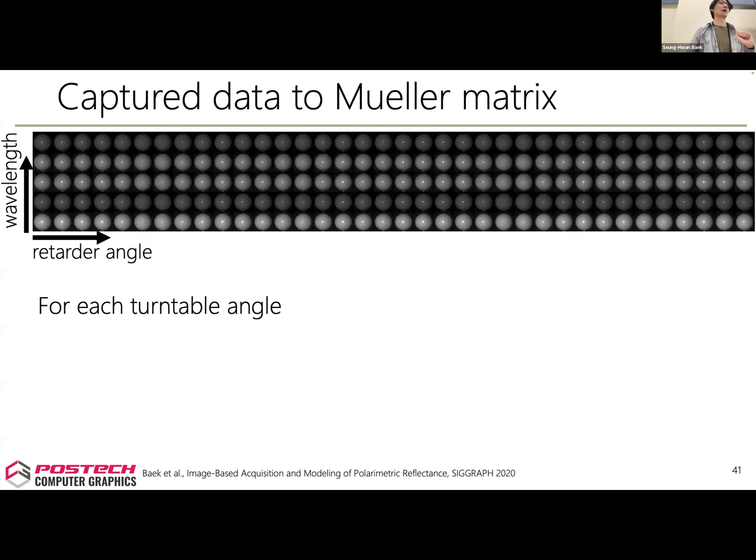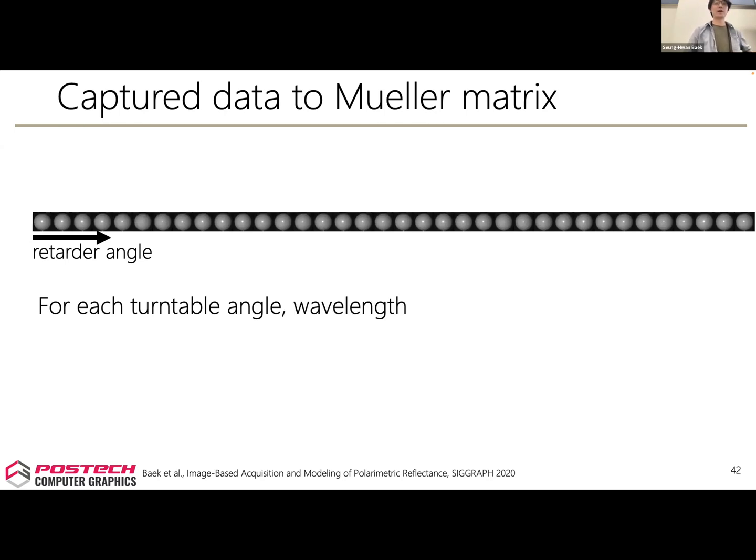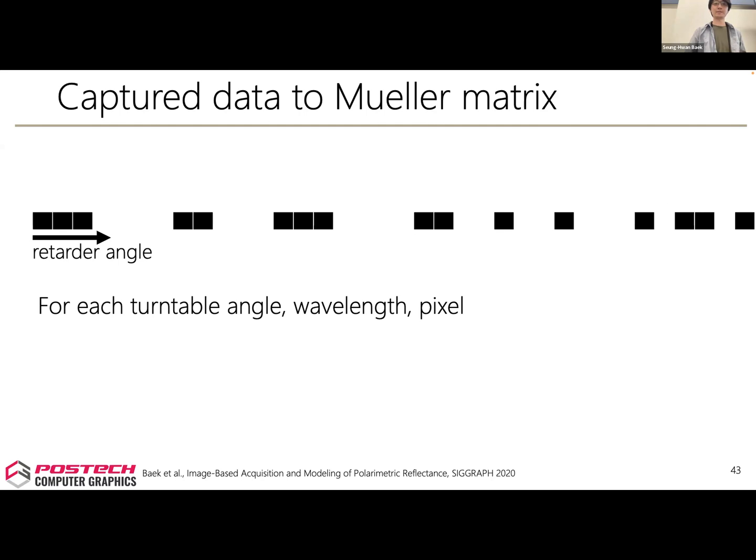Back to the old least squares solution for the optimization. Basically, for each turntable angle, we have this data of wavelengths and retarder angles. Then we fix the wavelength, and we have this series of images with varying retarder angles. Then we focus on each pixel. We have the pixel intensity for each turntable angle and wavelength, and then we have lots of retarder angle observations.